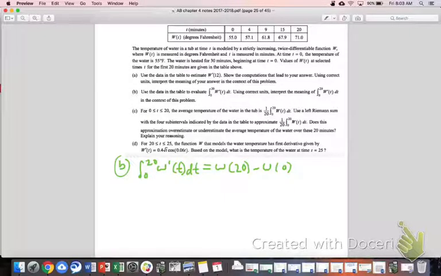Because when you write it out like that, now all of a sudden the data in the table becomes incredibly useful, doesn't it? Because when you think, all right, well, what's w of 20? Well, it's right there. What's w of 0? It's right there. So this is where I think using that net change theorem concept would really make this one easy. So this one equals 71 minus 55, which is 16.